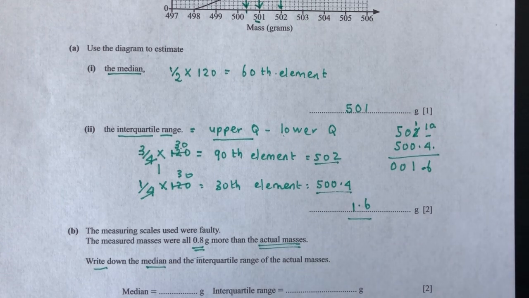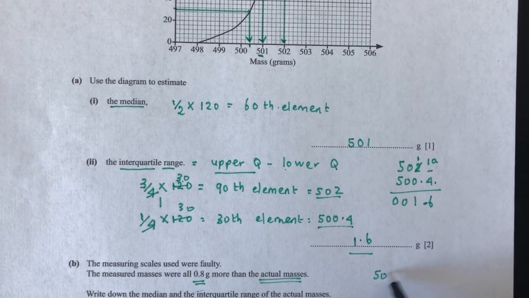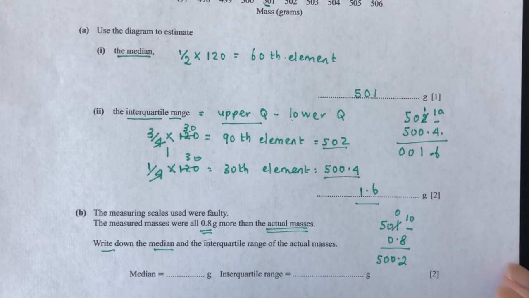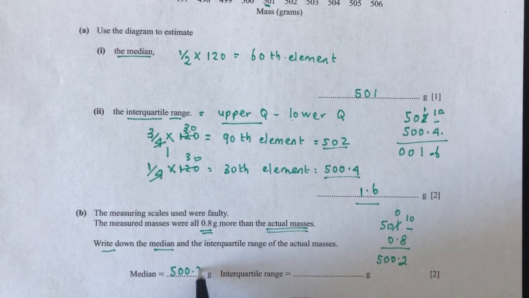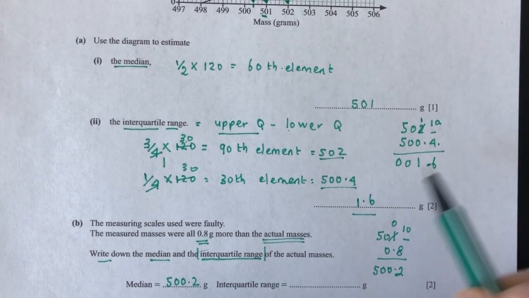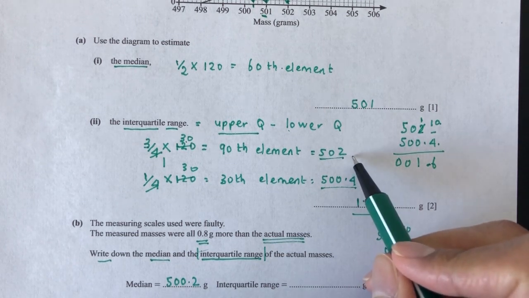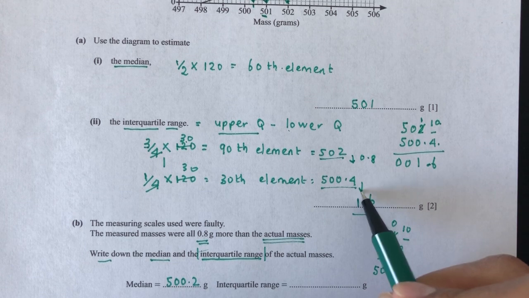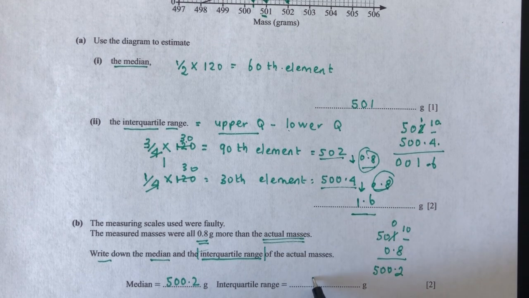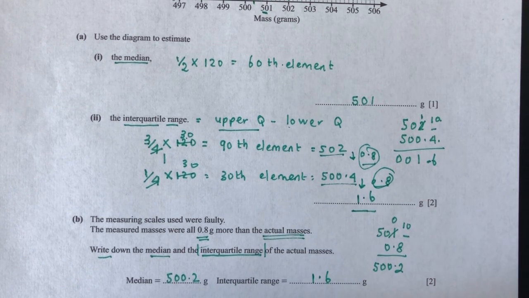So if everything was actually more than it was supposed to be, to find the median, we just have to take the actual median, so 508 minus 0.8 to find the median. So that will be 0, 10, 2, so 500. So the median mass will be 502. How about the interquartile range? It will be the same actually, because if we decrease this by 0.8, we also have to decrease this by 0.8. So the difference has been negated. In the end, it will be the same. So the range will be 1.6 gram.